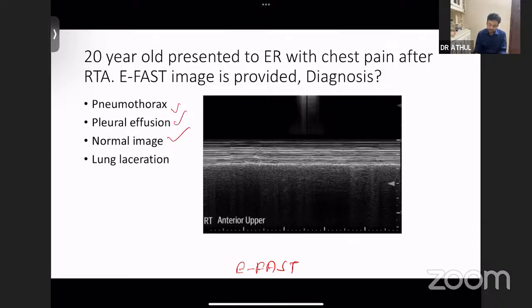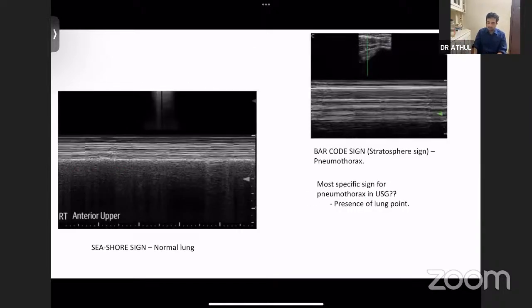Consider these as multiple grains, and these as water or tides, and we can term it the seashore sign, which is seen in a normal lung. You should be familiar with this image, with the seashore sign and the stratosphere sign. All these are very, very important, because the seashore sign is seen in a normal lung.